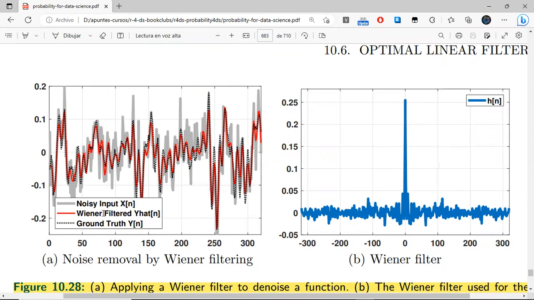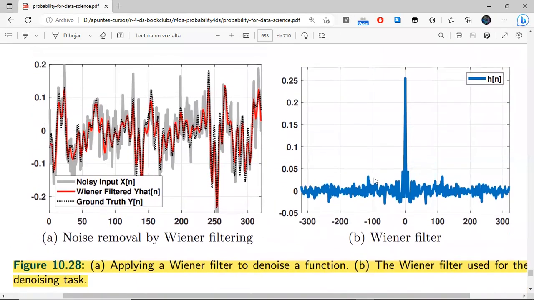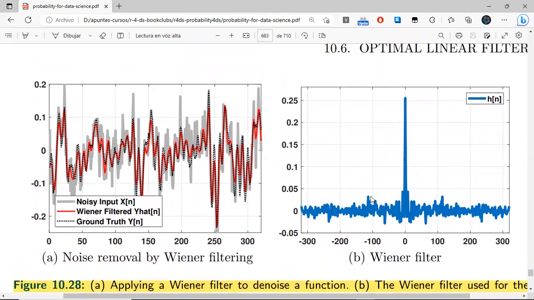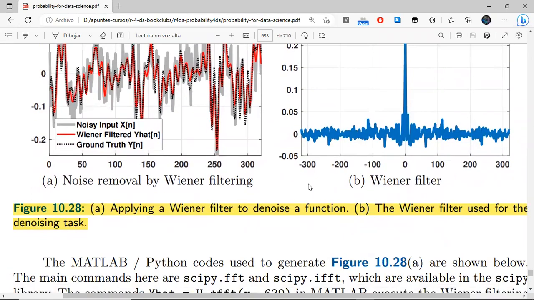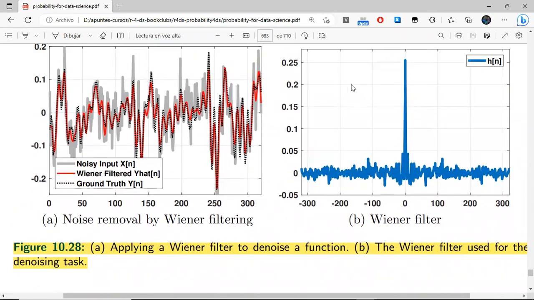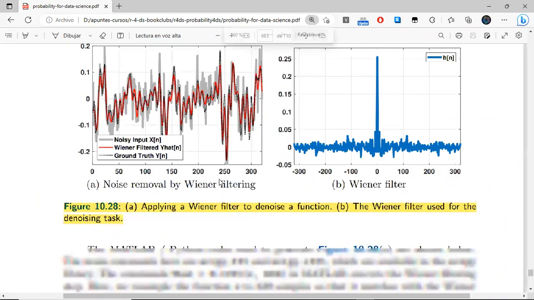Okay, so the Wiener filter prediction for the output is this part in red. And as we can see, it does a great job. It kind of matches the real output. And over here, there is simply a graph of the filter. Of course, it's also defined for every real, but we'll need it only for the specific interval.